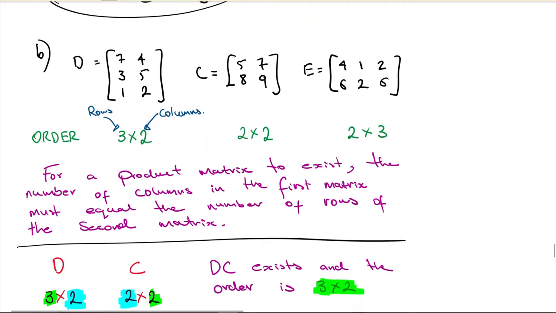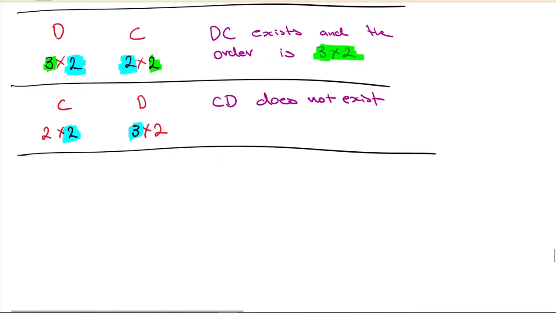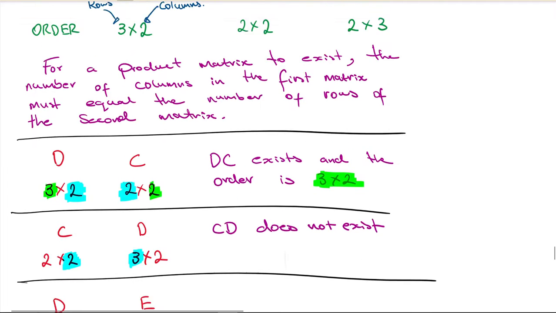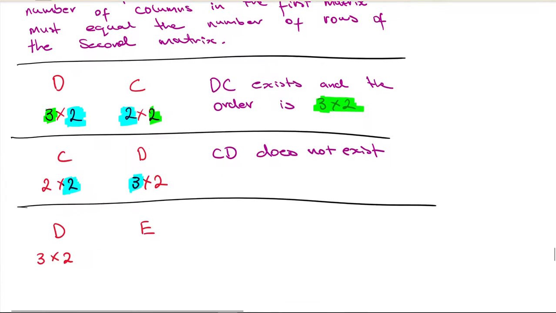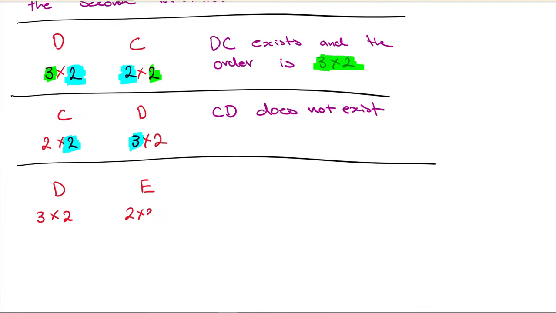Now I can try DE. DE, we know D's order is 3 by 2. E was 2 by 3. So the number of columns in D matches the number of rows in E, and so this exists, and the order would be 3 by 3. So DE exists, and the order is 3 by 3.